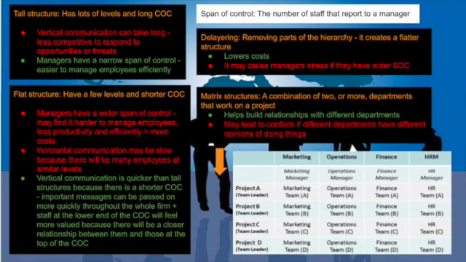Now you have different structures, which I'm going to go through now. You have a tall structure, which has lots of levels and a long chain of command. A disadvantage is the vertical communication can take long. Vertical communication is like, think of an axis, the y-axis, from bottom to the top, from the staff floor all the way to the directors. That means the business can become less competitive and take longer to respond to opportunities and threats.